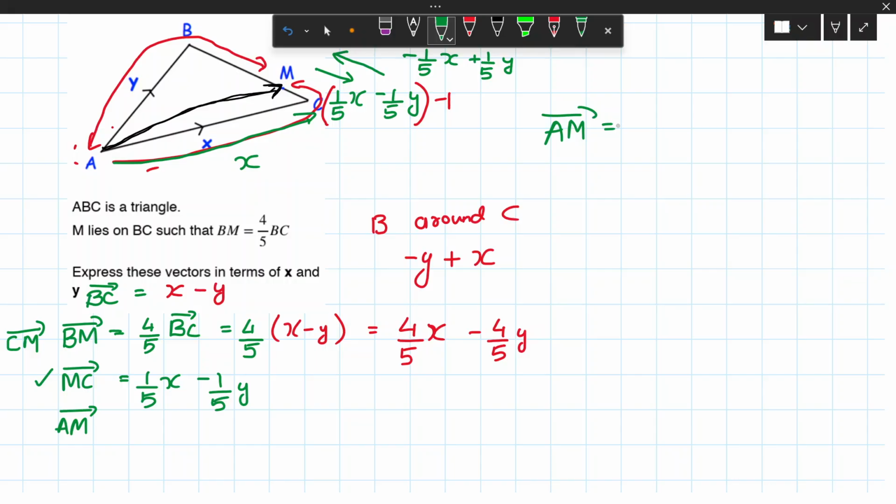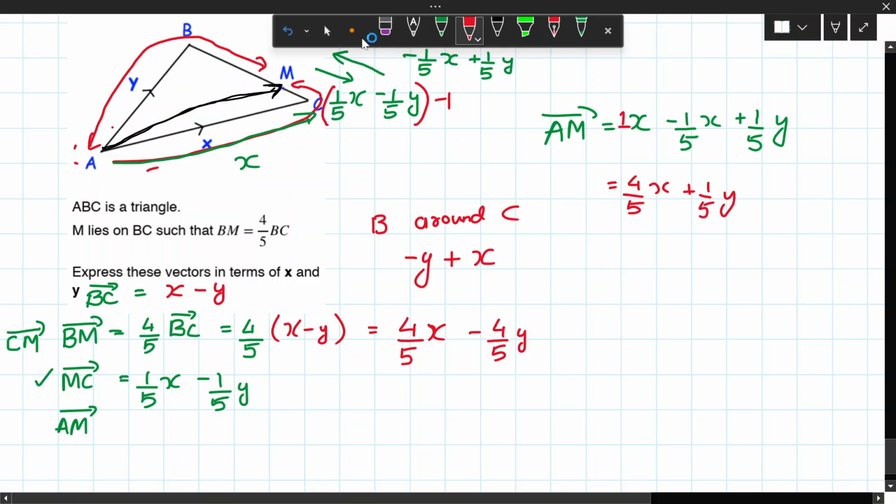So let's find AM now. AM would mean I've collected a full x, then I've collected a negative 1/5 of x, and I've also collected a positive 1/5 of y. Think of this as 1x. What's 1x take away 1/5? That will be 4/5. So I've got 4/5 x plus 1/5 y. That is the answer for AM when you travel in the anti-clockwise direction.